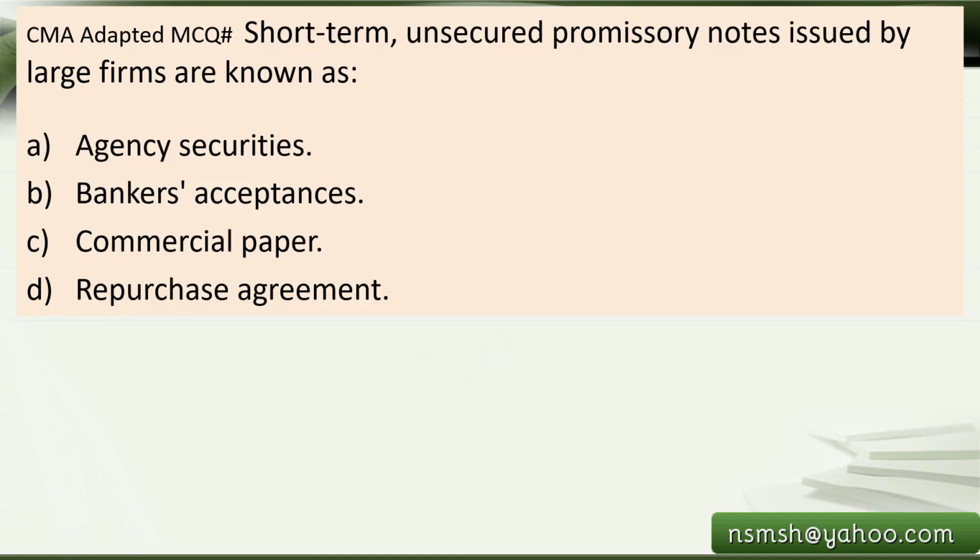We'll have a CMA adapted multiple choice question. Short-term unsecured promissory notes issued by large firms are known as: agency securities, bankers acceptances, commercial paper, or repurchase agreement.